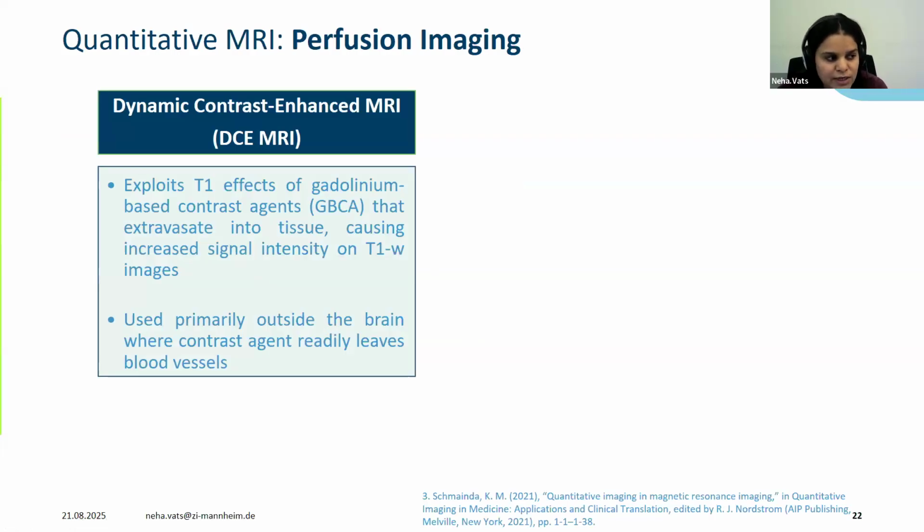So, as I showed you an example in CT, there also we were injecting a contrast agent. So, with dynamic contrast enhanced also, we inject a gadolinium-based contrast agent that extravasates into the tissue, causes increased signal intensity on T1 weighted image. These are used primarily outside the brain, where contrast agent readily leaves the blood vessels.